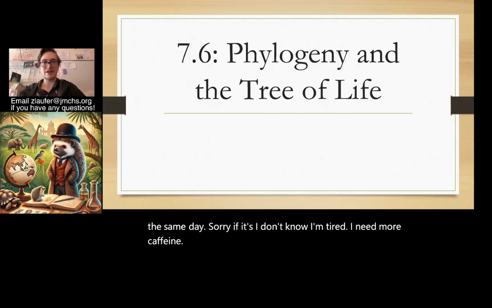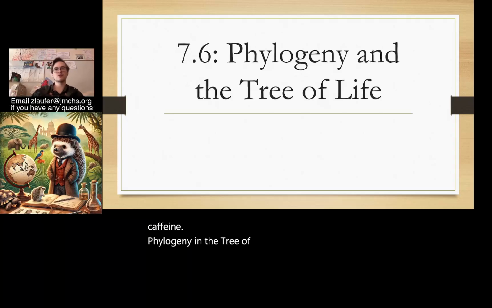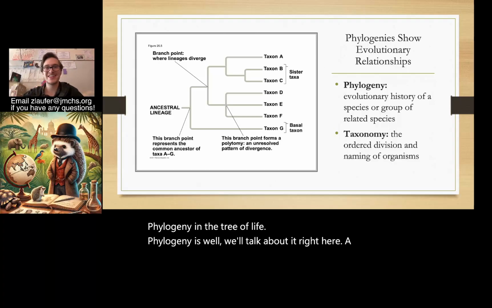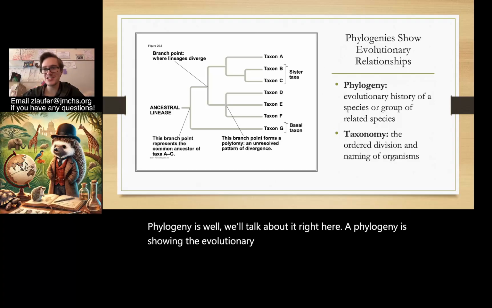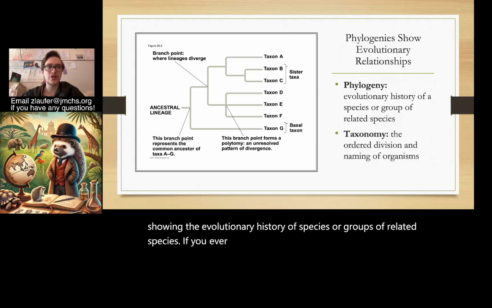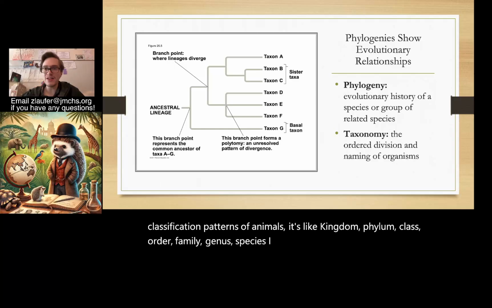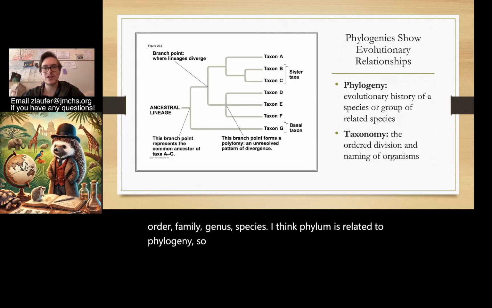Phylogeny in the tree of life. A phylogeny is showing the evolutionary history of species or groups of related species. If you ever had to learn all the orderings and classification patterns of animals, it's kingdom, phylum, class, order, family, genus, species, I think. Phylum is related to phylogeny. So it's just grouping things.